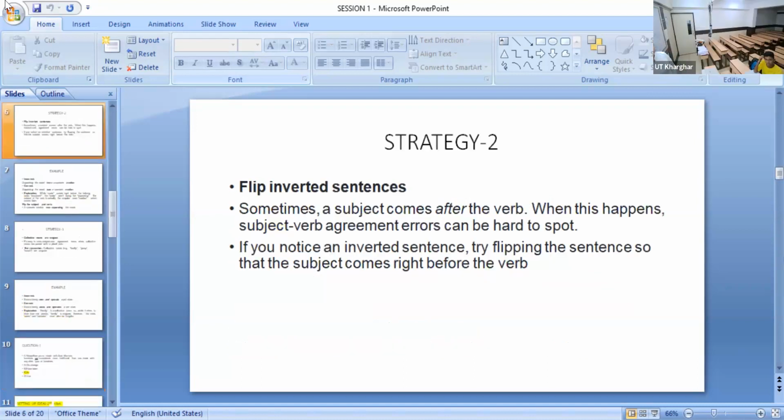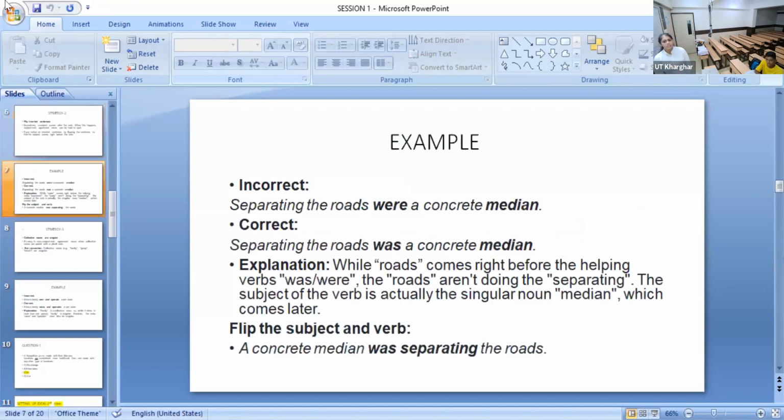Adi, what's the next strategy? Flip inverted sentences. What is flipping inverted sentences? Basically, your job is to bring the subject close to the verb. Like what we did with "founded", you're bringing it close to it. So you see this example. Saina, can you read the incorrect one? Adi will read the correct one.